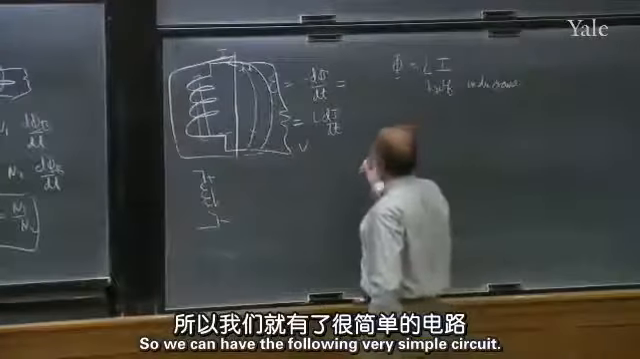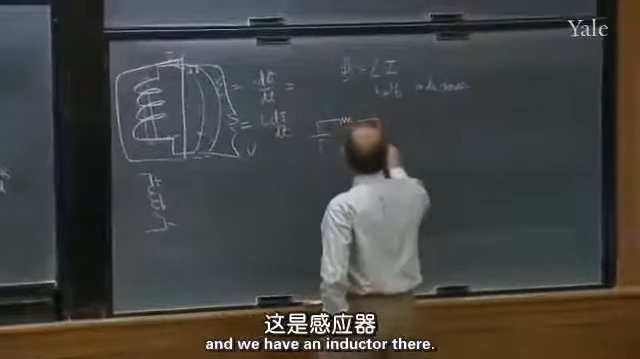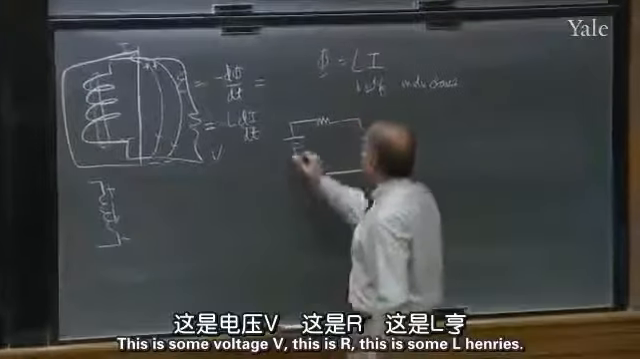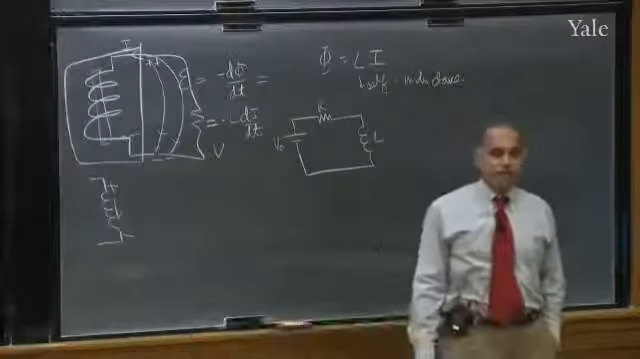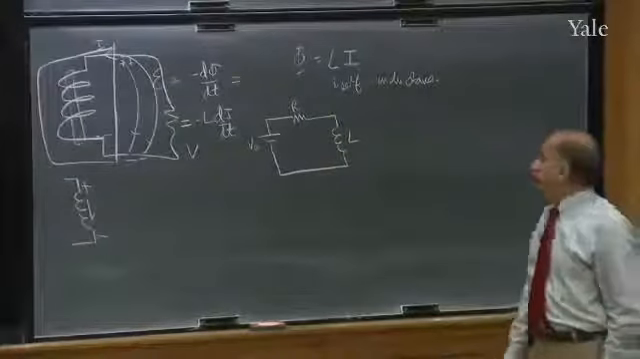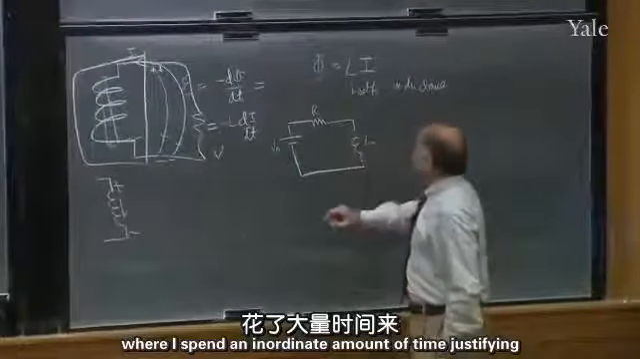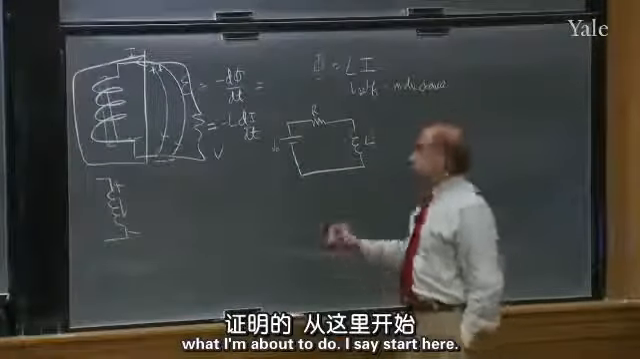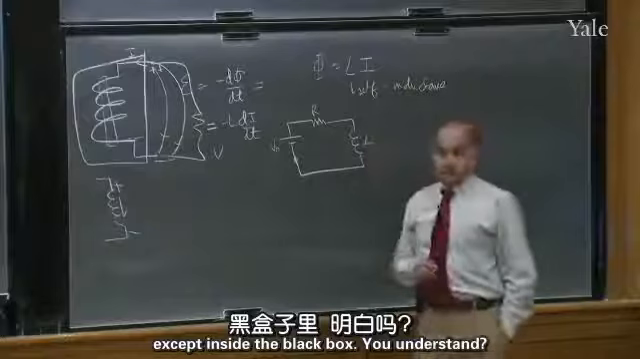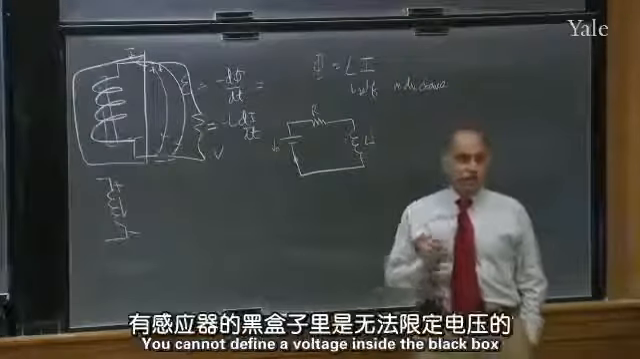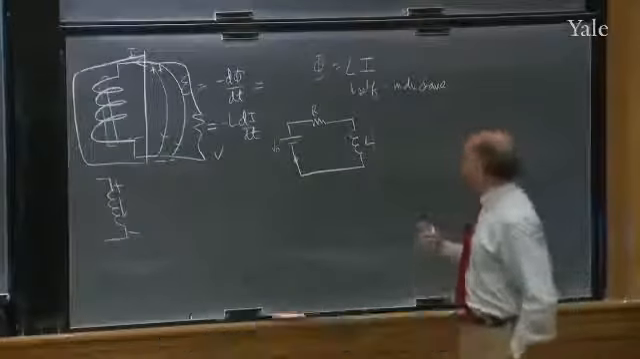So we can have the following very simple circuit. We have a battery here, you got a resistor there, and we have an inductor here. This is some voltage V, this is R, this is some L henries. So let us write a circuit equation, and here is where I spent an inordinate amount of time justifying what I'm about to do. I say start here. There's going to be voltage defined everywhere except inside the black box. You understand, you cannot define a voltage inside the black box where there's an inductor because there is a non-conservative electric field inside. But we promise not to go there.